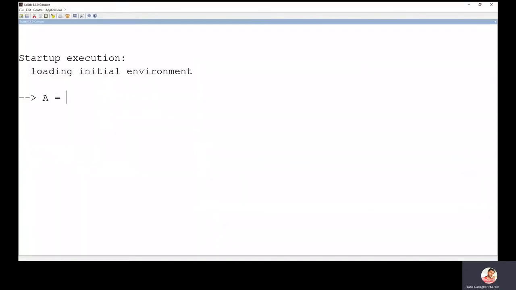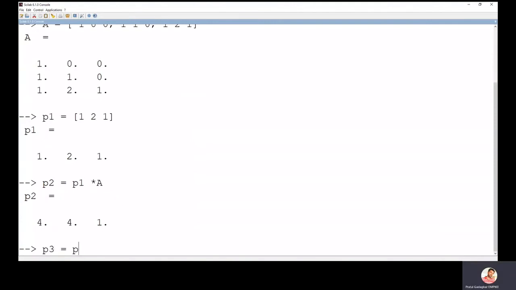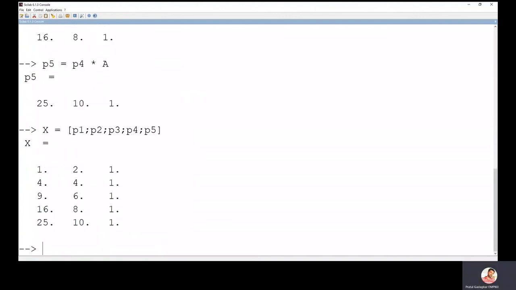So here the matrix A is equal to 1, 0, 0, 1, 1, 0 and 1, 2, 1. The first point that we have decided was (1, 2), so in homogeneous coordinates, I will write it as 1, 2, 1. The second point P2 is P1 star A, which is 4, 4, 1. P3 is P2 star A, the fourth point is P3 star A, and the fifth point is P5, which is P4 star A. So if you collect all the points together, I will write P1, P2, P3, P4 and P5, so I can see them together this way.